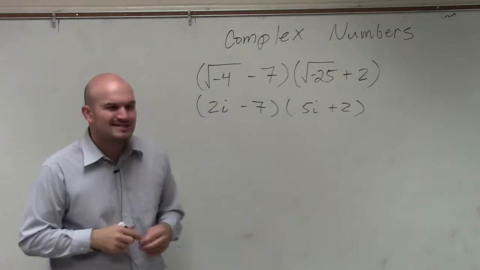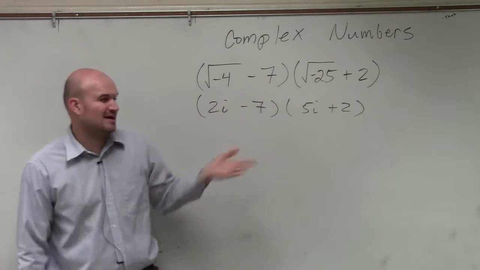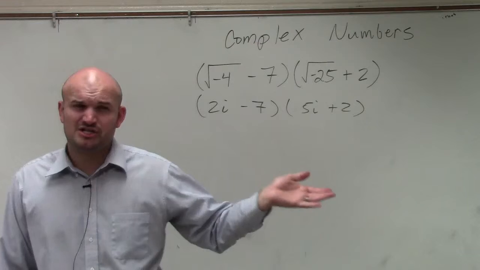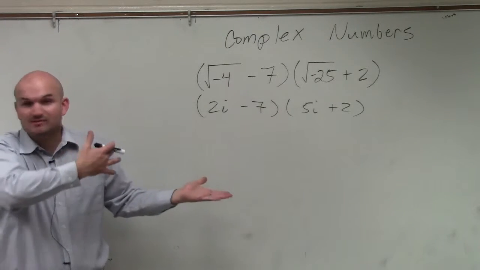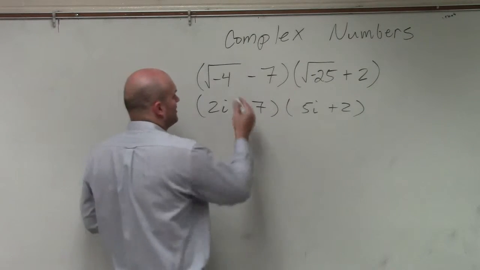Does everybody see how I got that? Now, you can leave it in the radicals, and you can multiply with radicals, but we haven't talked about radical operations. So I think it'd be much easier to rewrite everything in terms of i. Then we can apply it just like we did with the x's, right? The operation is going to remain the same.